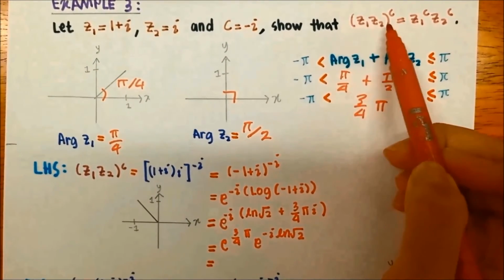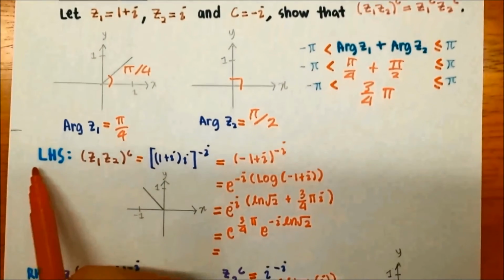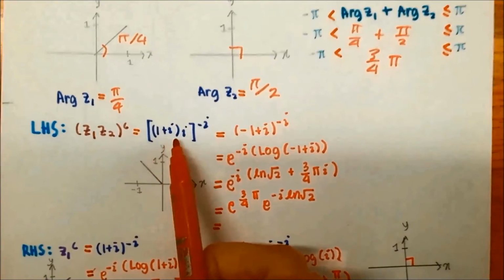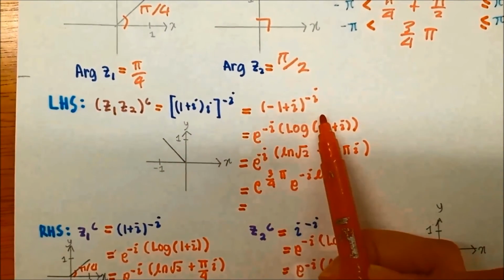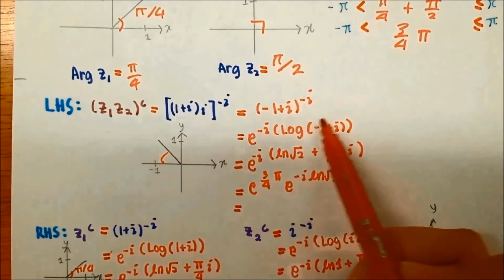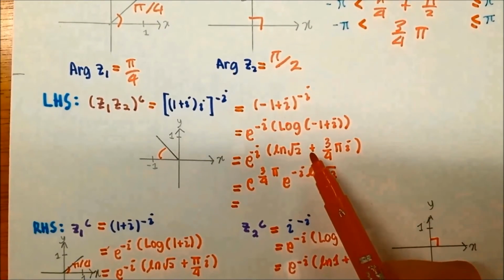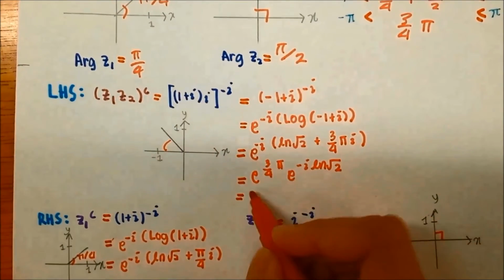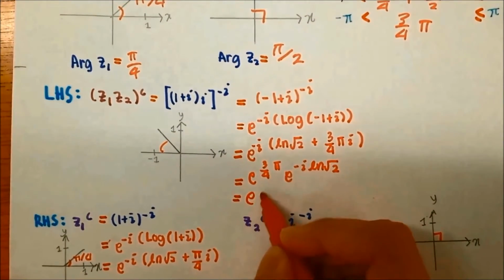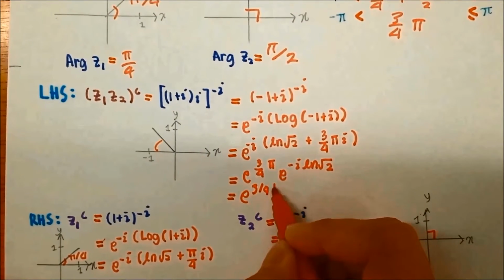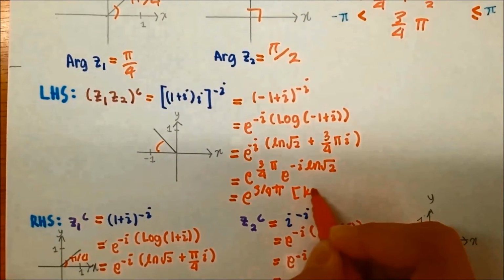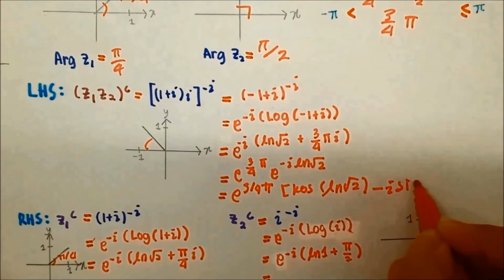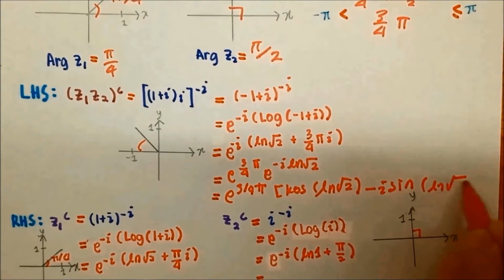First, we solve for the left-hand side. The left-hand side is z1 z2 to the power of c. We multiply z1 and z2, we get this. And then we solve like usual, as I have taught you earlier. And then we get z1 z2 to the power of c is equal to e to the power of 3 over 4 pi, times cosine ln 2 minus i sine ln 2.